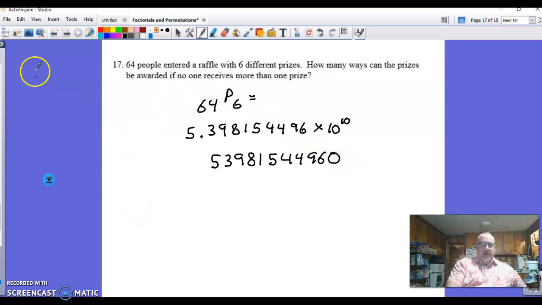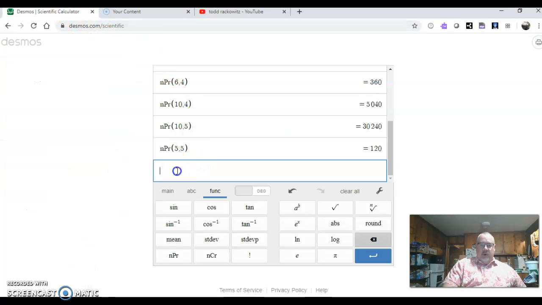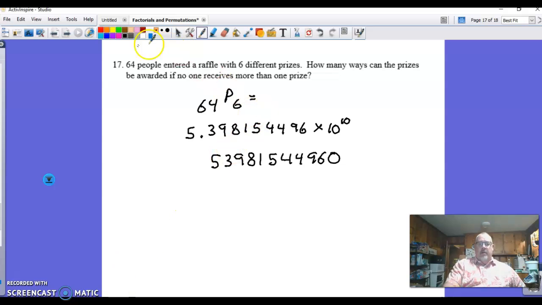64P6. The calculator Desmos might handle that a little bit better. 64 comma 6. Oh, it doesn't even handle it as well. It gives us fewer digits, so that's no good. But either way, you could write it in that scientific notation. But here, I think there were only 17, right? My last page is blank, I think.